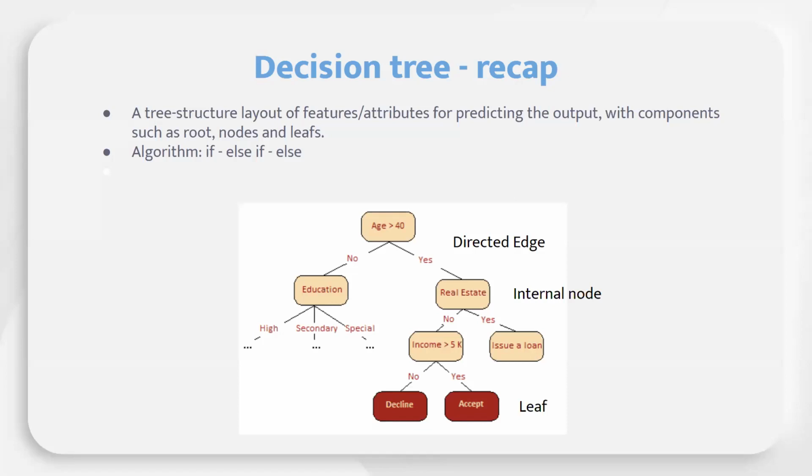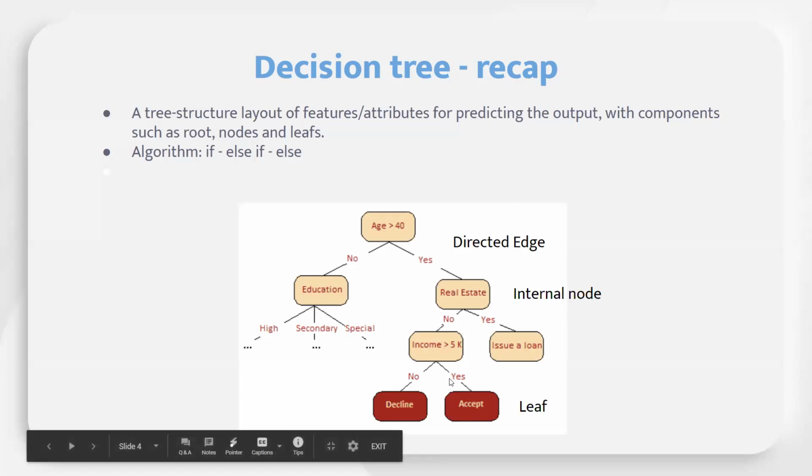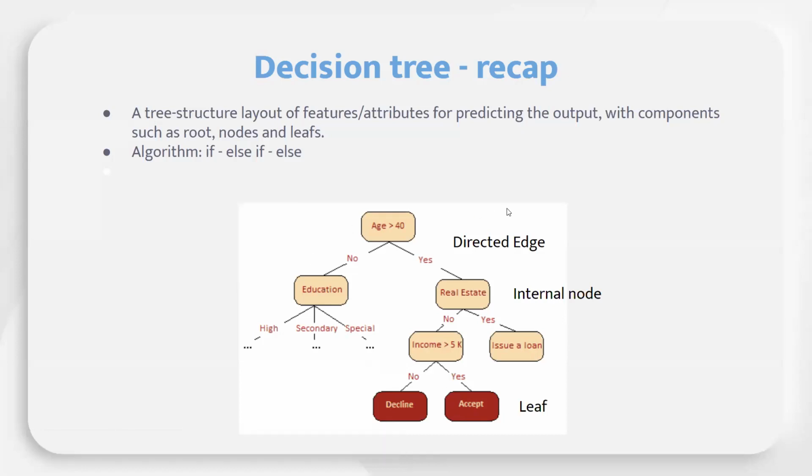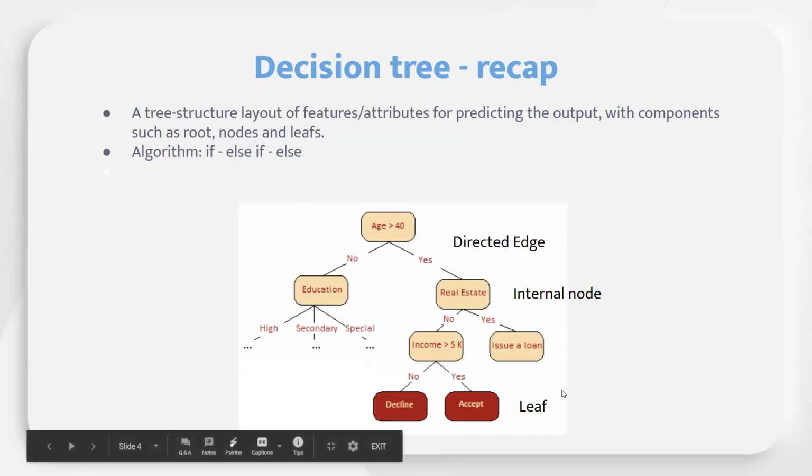For example, we want to determine whether we lend a loan to some person. There are many attributes like the age, his earnings, his education, and his income. As we recall this diagram from last lecture, we construct a decision tree to help us determine whether we lend the loan or not.